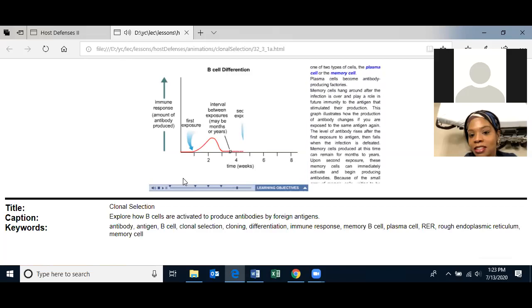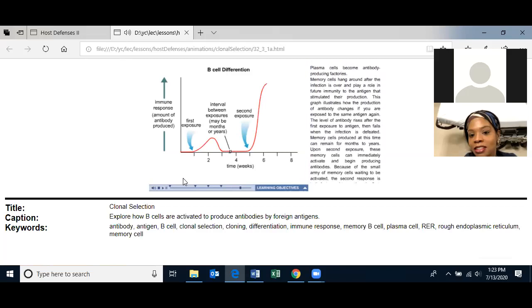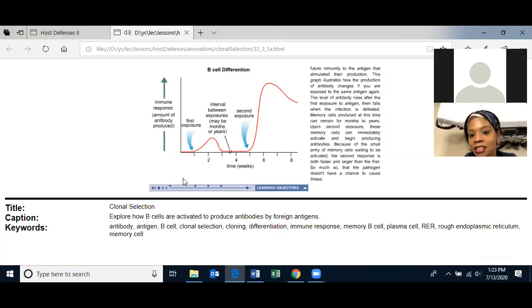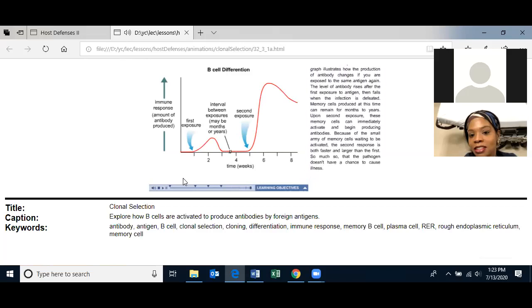Upon second exposure, these memory cells can immediately activate and begin producing antibodies. Because of the small army of memory cells waiting to be activated, the second response is both faster and larger than the first, so much so that the pathogen doesn't have a chance to cause illness.